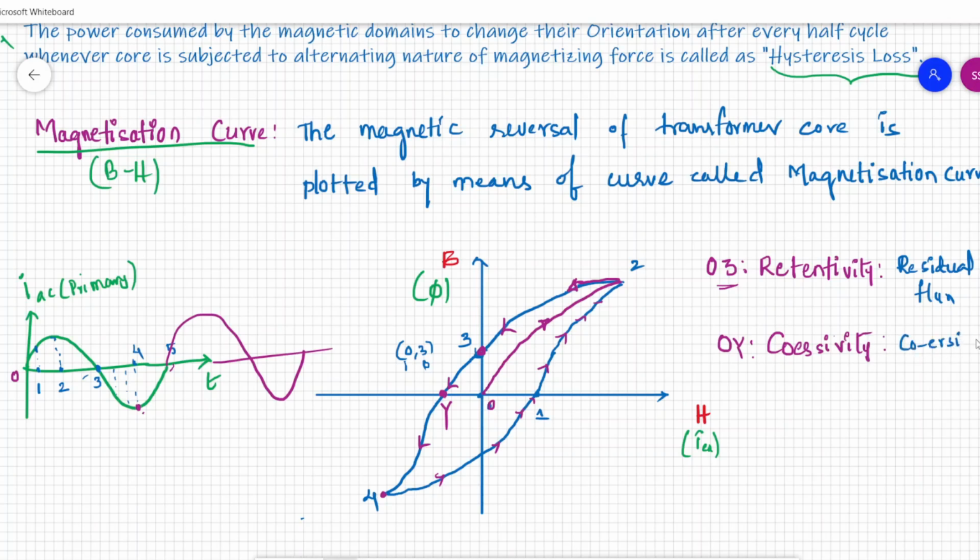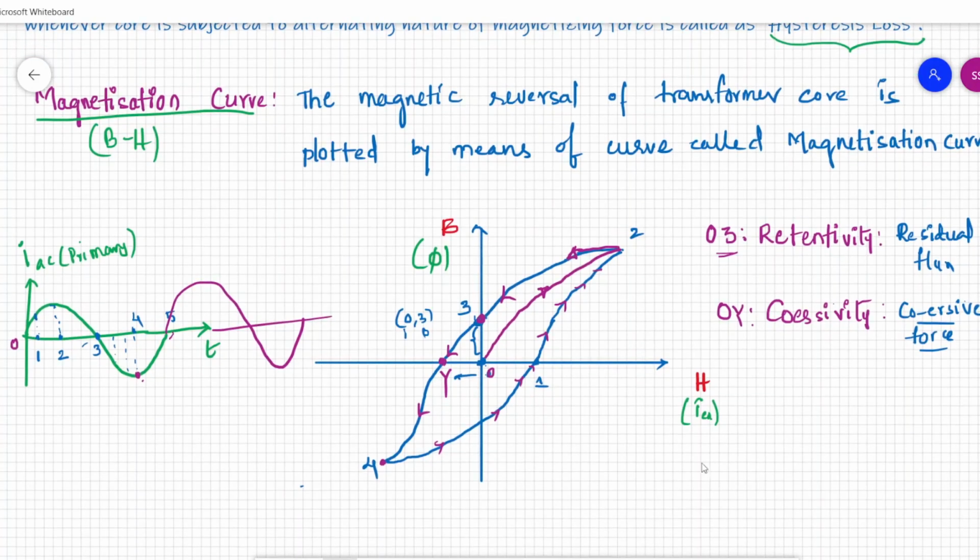So why do we need this coercive force? Here, at the 0 point of current, there is still some flux available in the core. To make this flux 0, we need some negative current, called the coercive current. From 0 to y, we need some current to make the flux 0, and that is called coercive force. So this is the BH curve, the magnetization curve in a transformer.